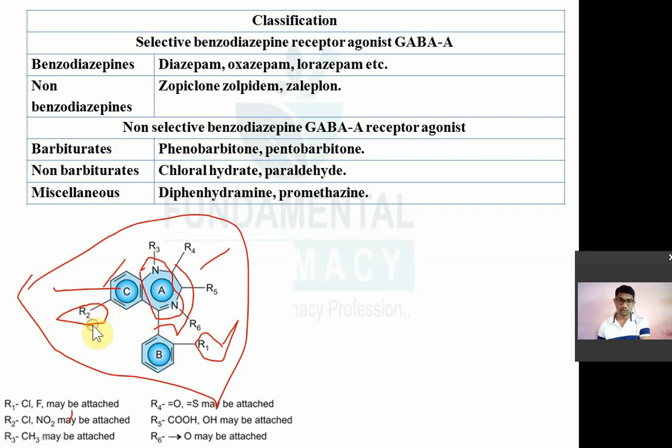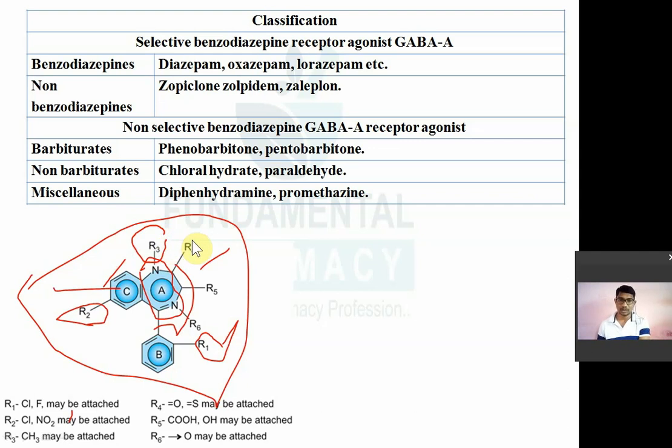Most of the time it is chloro at R2, for example in benzodiazepines. In nitrazepam there is a nitro group here, and in lorazepam also there is a chloro here. So at R2, chloro or nitro; R1 is fluorine or chlorine. Now R3: most of the time it is a methyl group at the R3 position.